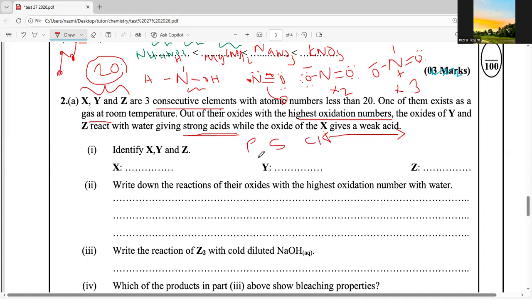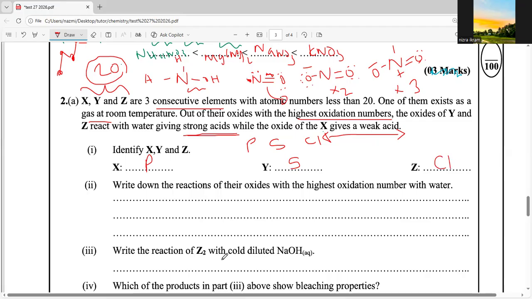X has to be phosphorus because phosphoric acid is weak. Then sulfur: sulfur trioxide can react with water and give sulfuric acid, which is a very strong acid. Then the next one, chlorine, gives many strong acids like HClO4, HClO3. So these are the elements.